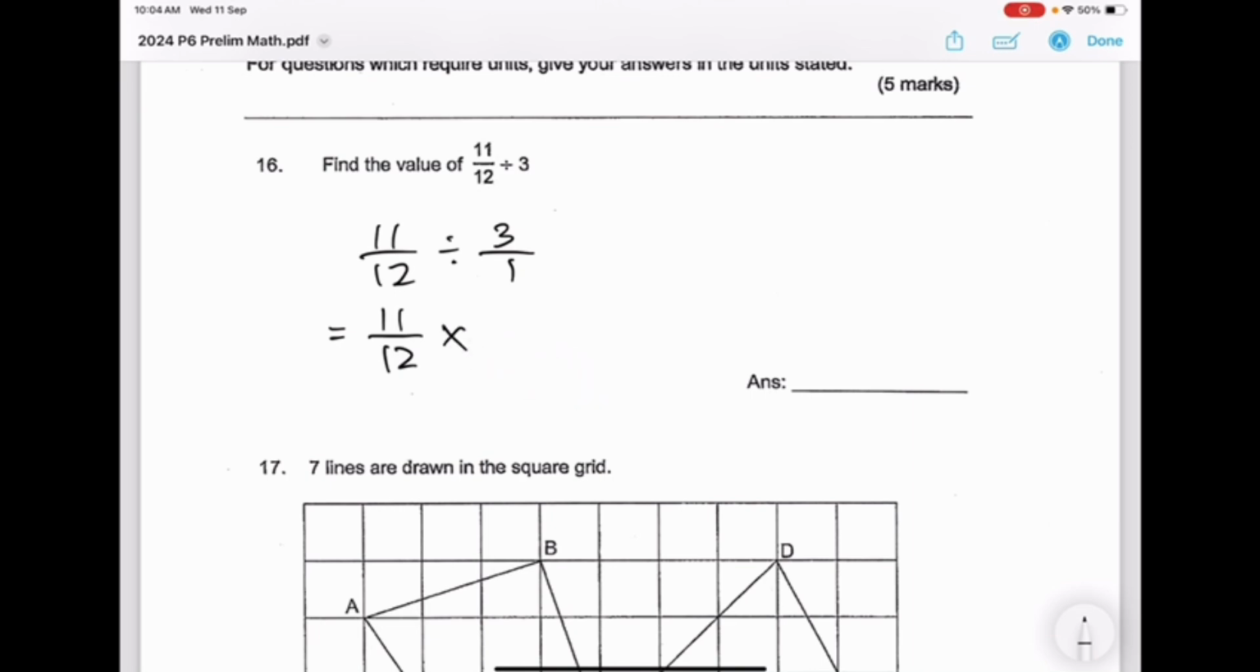But whenever I change the sign, what do I have to do? I have to flip my fraction. So instead of 3 over 1, it will be 1 over 3. From here, what we can do is take the numerator times the numerator and denominator times denominator. So what I will get is 11 over 36. And this is my answer for question number 16.